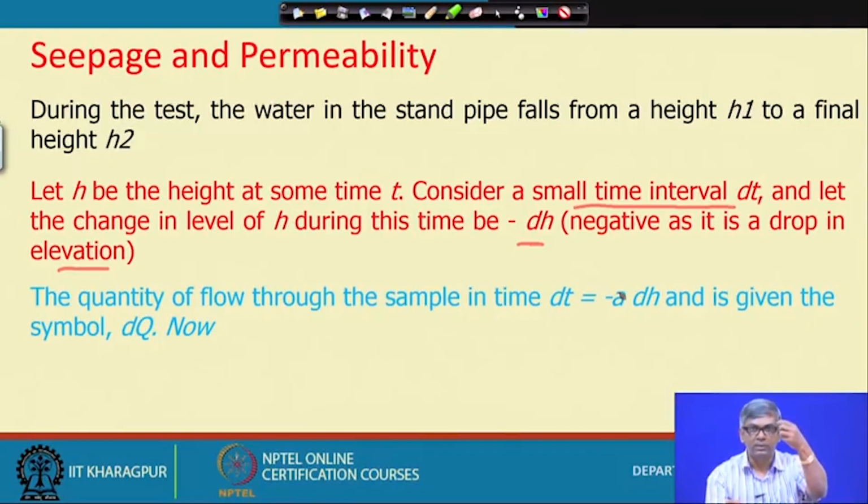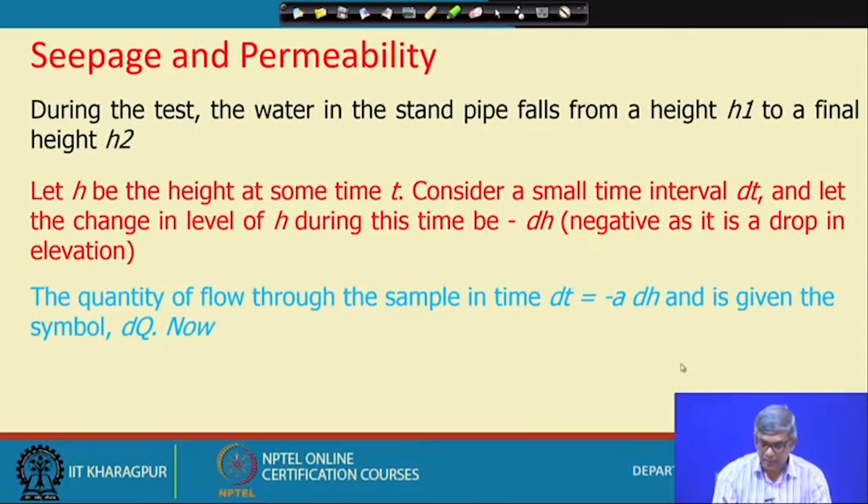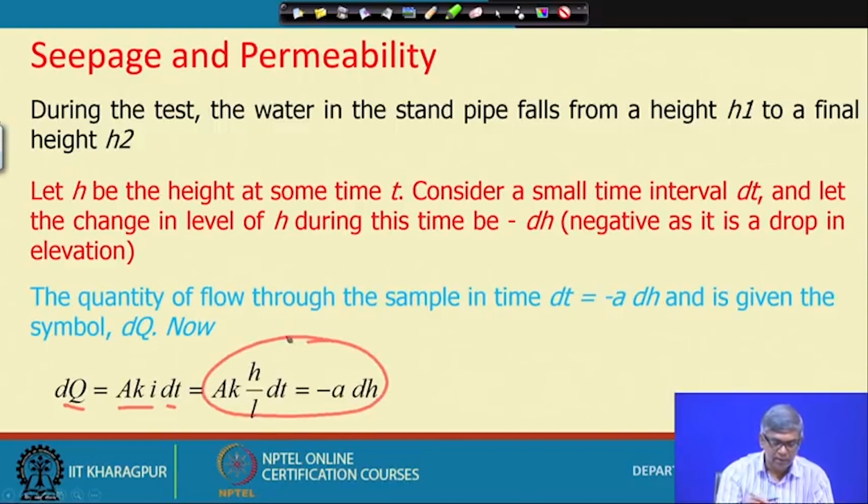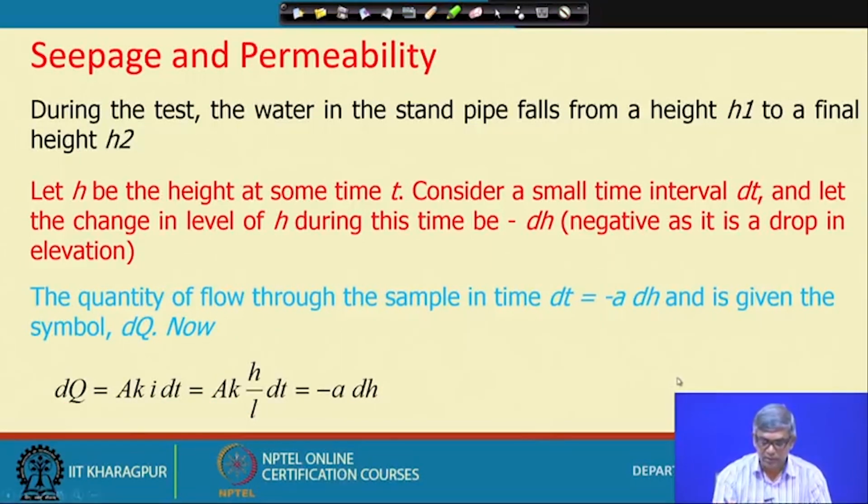So, if the cross-section of the standpipe is A, then minus A dh is the quantity of flow, given the symbol dq, and this dq will again be equal to A k i dt, and from here I can simplify. Now, if I go to the next slide, it will be in the integral form.